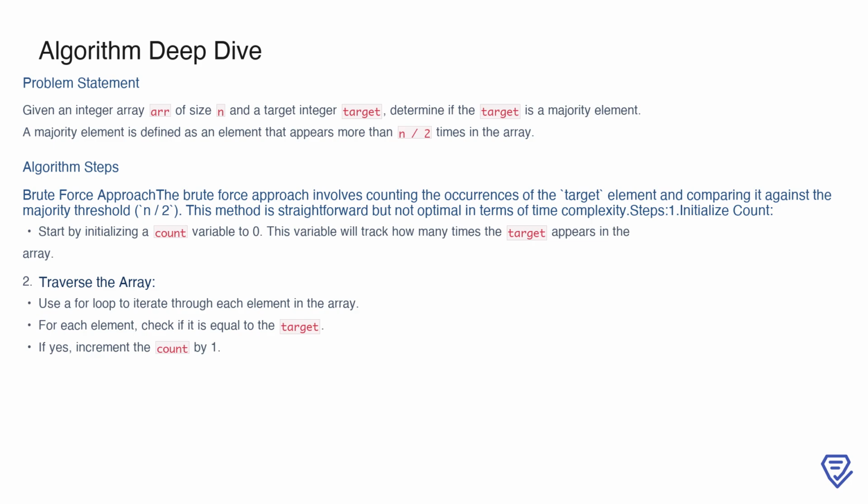This straightforward method involves counting how many times the target appears in the array and then comparing that count to the majority threshold. First, we initialize a count variable to 0, which will serve as our counter for the occurrences of the target. Next, we traverse the array using a loop, checking if each element matches the target. When a match is found, we increment the count by 1. This ensures we are correctly tracking the number of times the target appears in the array.